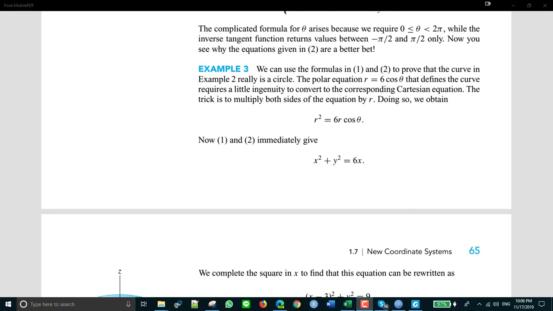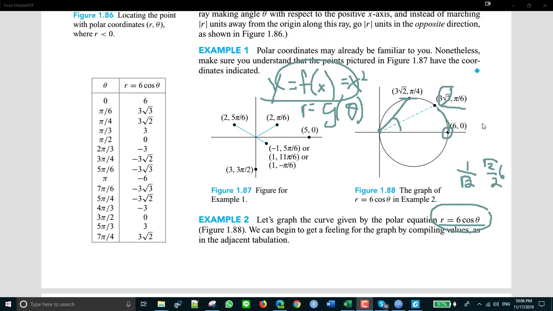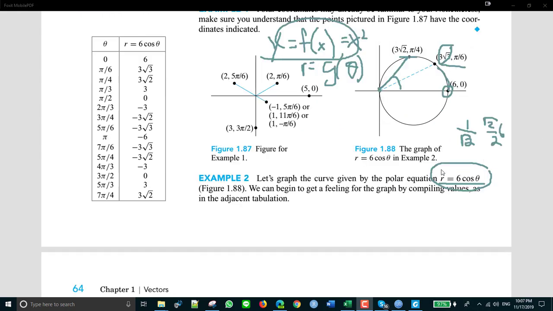Now they say we can complete the square: x minus 3 squared plus y squared equals 9. And that tells us this is centered at 3, and it's a circle of radius 3. Okay, which is what the picture shows. There's a little bit of ingenuity there, a little clever ideas. But anyway, we have shown it.